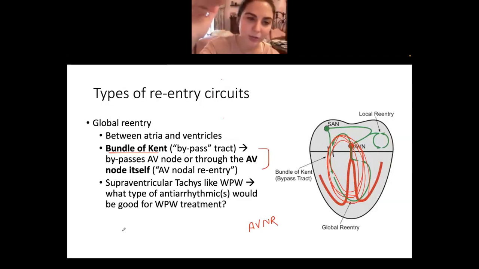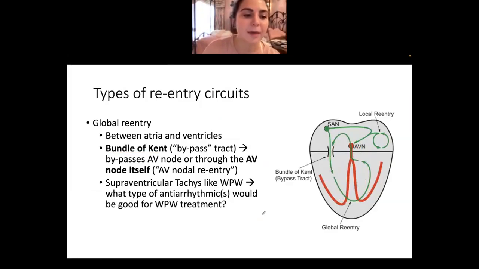And since it's the reentry pathway between the atria and the ventricle, that's known as a global reentry circuit. This is what a lot of the supraventricular tachycardias are, like Wolff-Parkinson-White. This is exactly what happens in Wolff-Parkinson-White. We have this bypass pathway, and then for whatever reason, it just keeps going. It gets triggered over and over and over again.